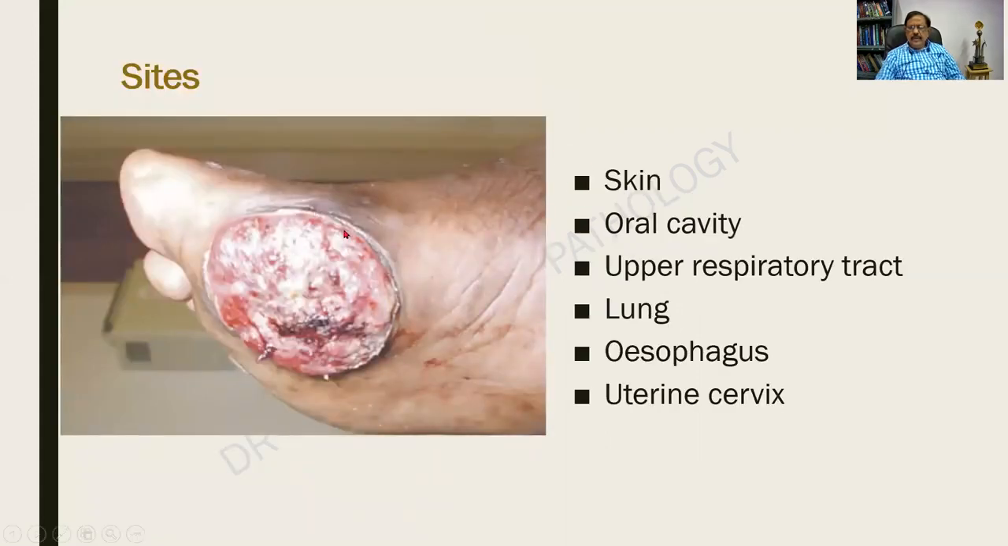Look at this one, it is totally different. It is an ulcer, but a large ulcer at the foot. And I find that it is having grayish white areas, there are areas of hemorrhage, and there are areas of necrosis which are black in color. So the sole of the foot is showing a very large tumor. What are all the other sites where we can get a squamous cell carcinoma? It can be the skin, oral cavity, upper respiratory tract, lung, esophagus, uterine cervix. In fact, wherever you have got squamous epithelium, you can get a squamous cell carcinoma.